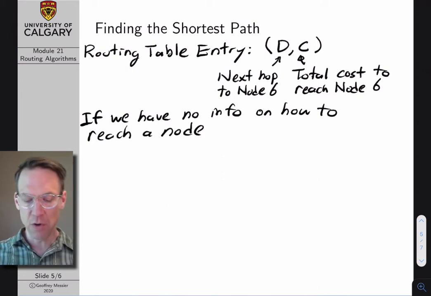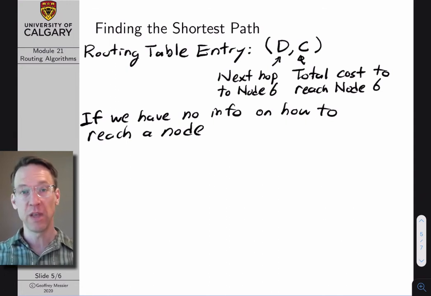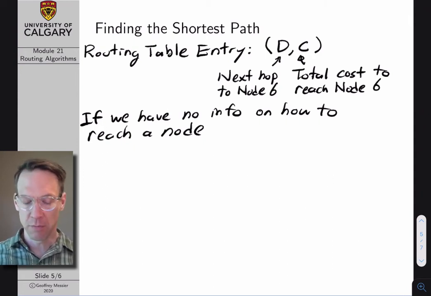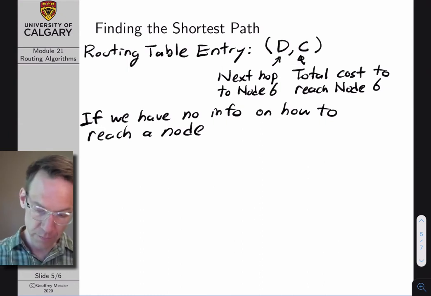So what if we have no information on how to reach a node? For example, what if we just turn our router on, our routing table is totally blank. What do we put in our tables if we have no information? Well, there is a default that we use to initialize our routing tables.